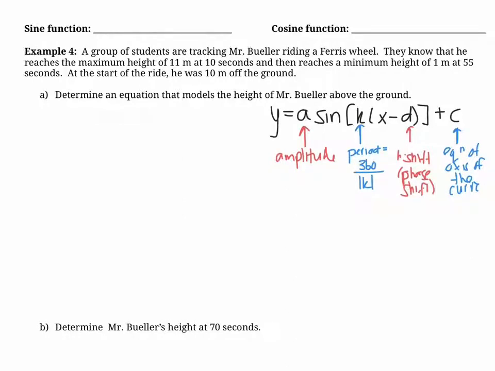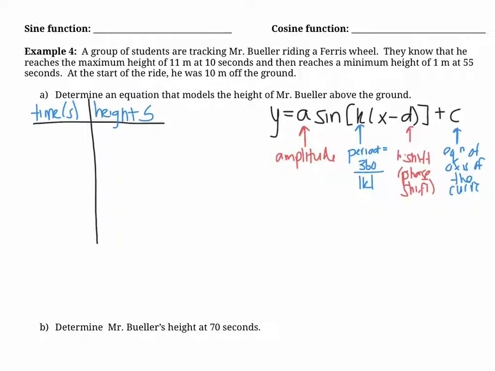Well, one way is to make a t-table out of the information that we're given. So what are we measuring here? So let's just make a quick t-table here. In this question, we're given time and height of Mr. Bueller. So those are the two things that we're measuring here. We're measuring time, and it seems to be in seconds, and we're measuring height, which is in meters.